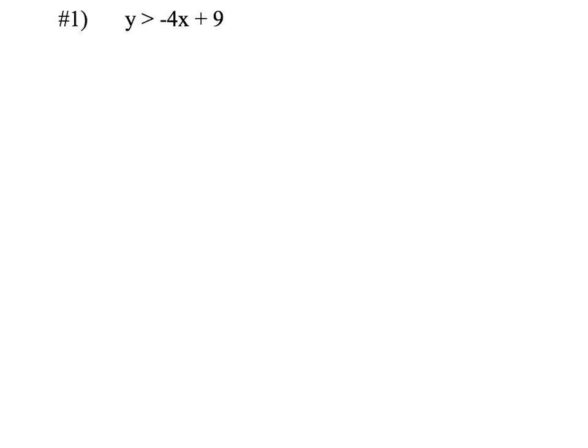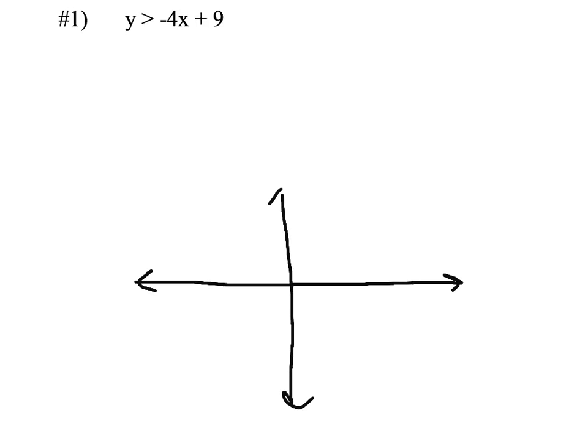Supposed to graph this function. Here we have our x and y axis. Y is vertical, x is horizontal. The boundary here is just a line. Y-intercept is 9, and the slope is -4.